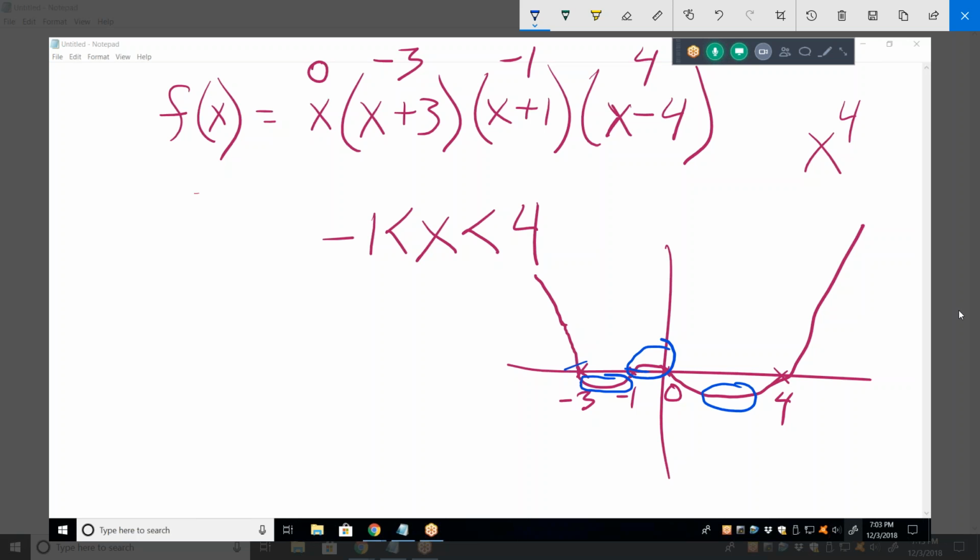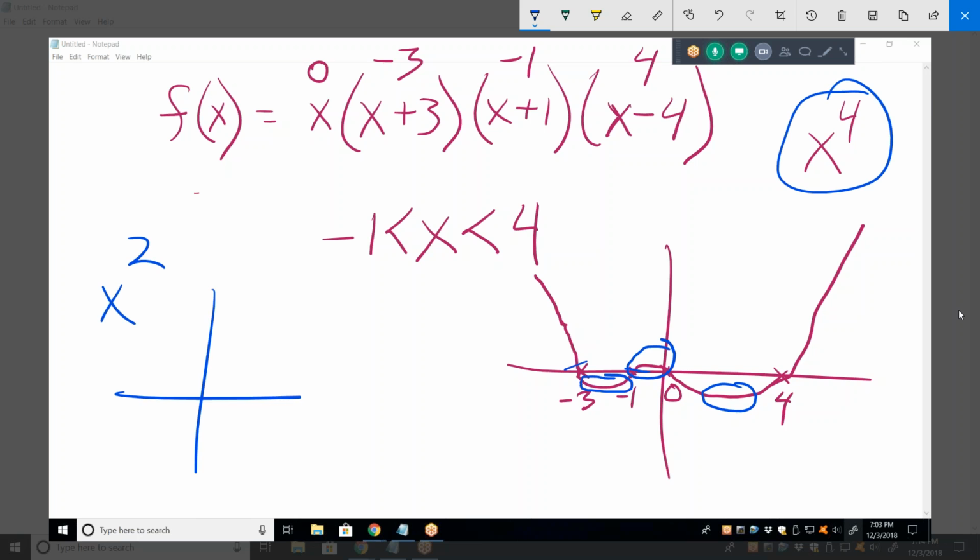And the general rule of thumb is that you're going to have one less of these relative minimums or maximums than the degree of the polynomial. We're dealing with x to the fourth, so we would expect 3. And that's what we have. Notice that when you have x squared, you have 1 relative minimum.